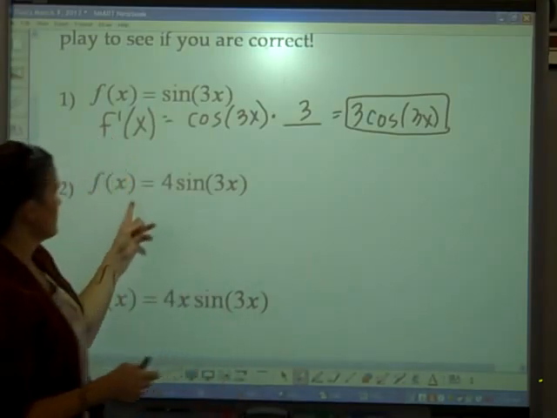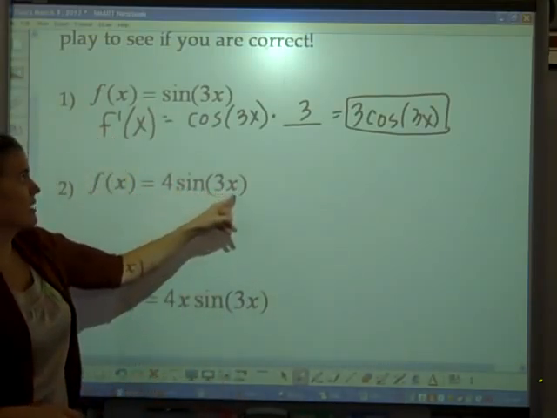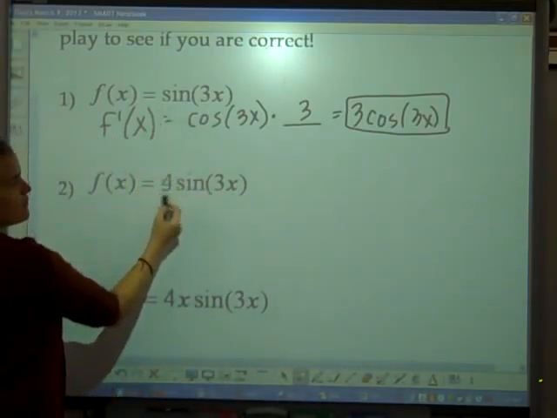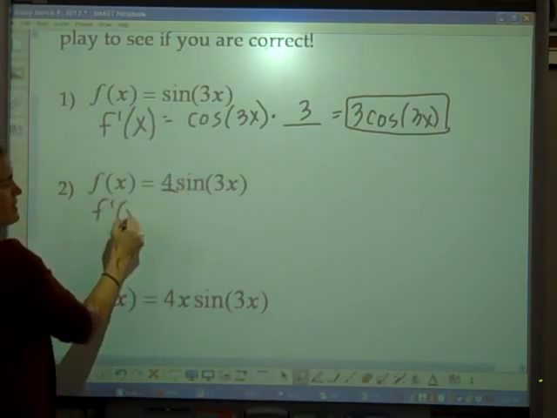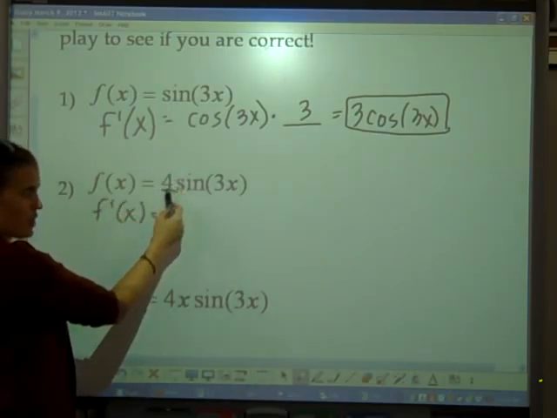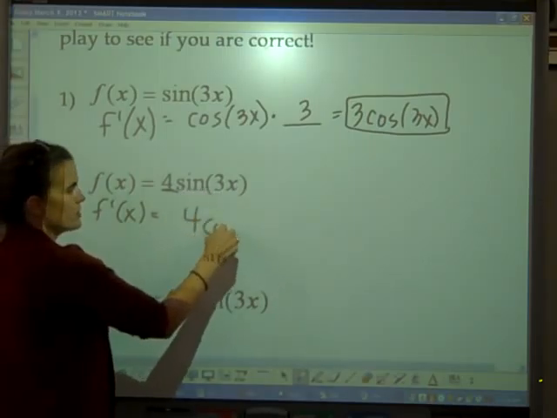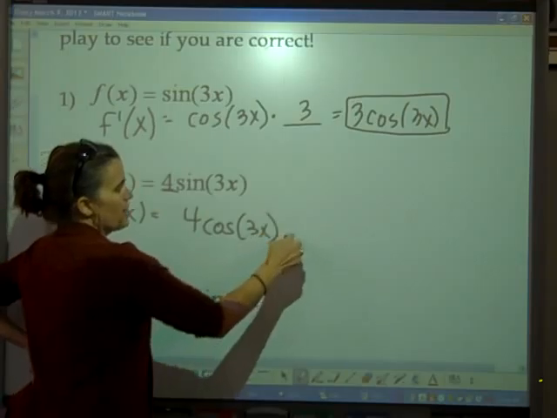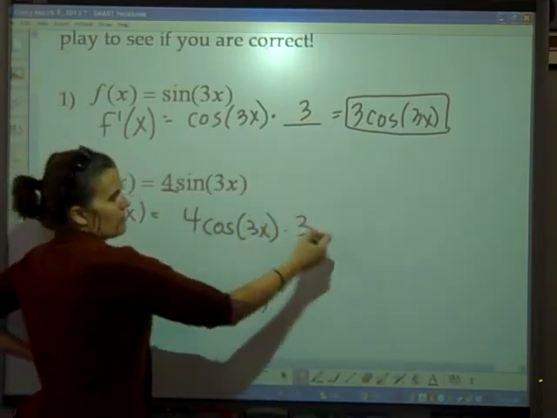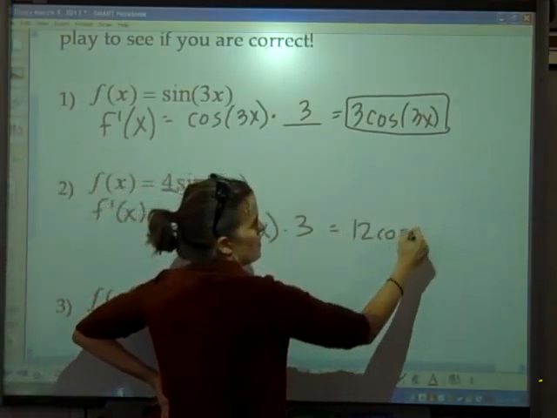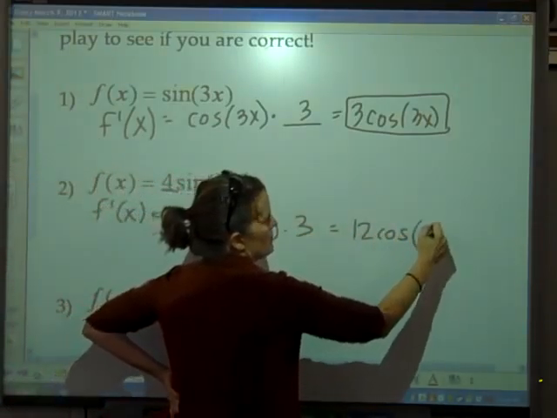Okay. For number 2, f of x equals 4 sine of 3x. The exact same problem, we just have a 4 out in front this time. So you'll get the exact same answer. If you have a coefficient of 4, you just bring it down. So the derivative of 4 sine of something will be 4 cosine of that something times the derivative of that something. So the only difference here is that we get a bigger coefficient out in front.